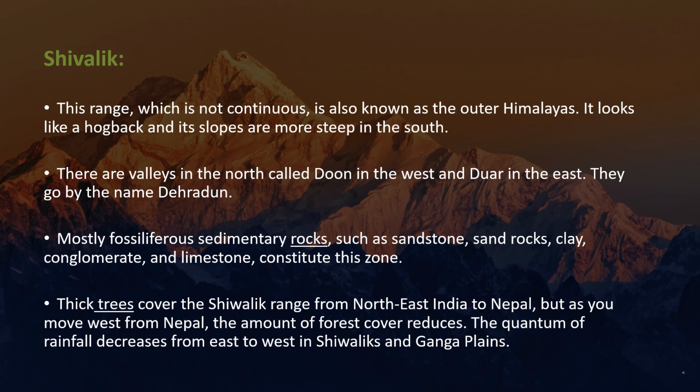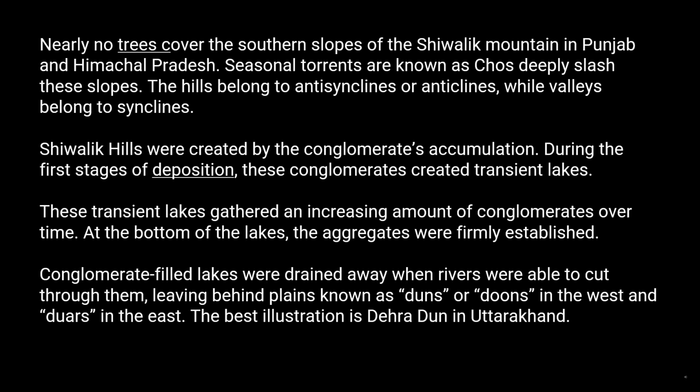Thick trees cover the Shivalik range from northeast India to Nepal, but as you move west from Nepal, the amount of forest cover reduces. The quantum of rainfall decreases from east to west in Shivaliks and Ganga plains. Nearly no trees cover the southern slopes of the Shivalik mountain in Punjab and Himachal Pradesh. Seasonal torrents known as chos deeply slash these slopes. The hills belong to anticlines, while valleys belong to synclines.